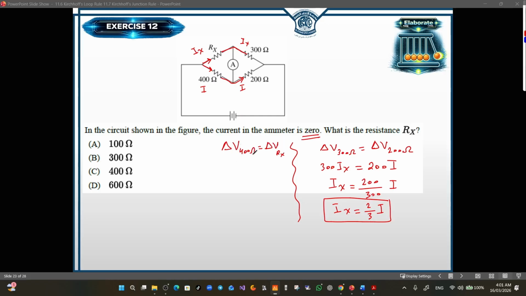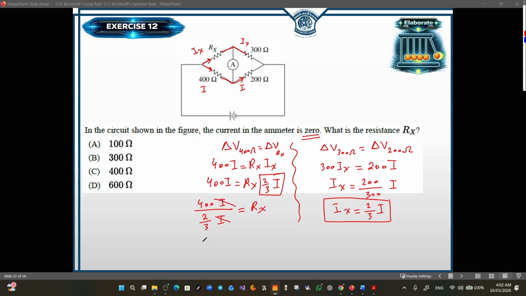Now for the delta V of the 400 ohm resistor, 400 times I equals delta V of Rx, which is Rx times Ix. Knowing that Ix is equal to 2 over 3 I, 400I equals Rx multiplied by 2 over 3 I. Now we just divide both sides by 2 over 3 I.